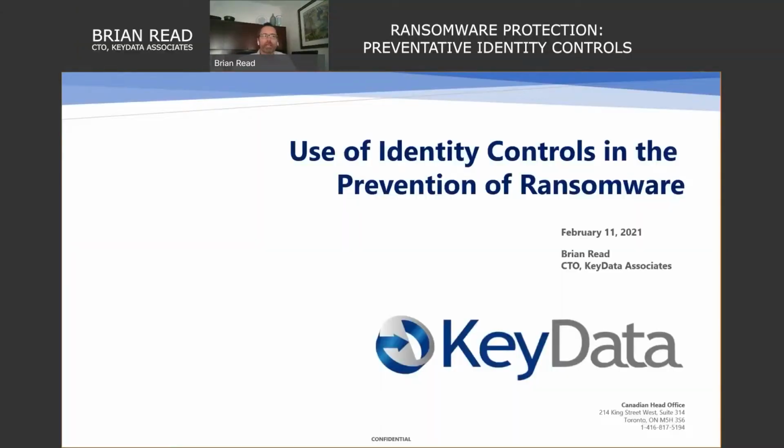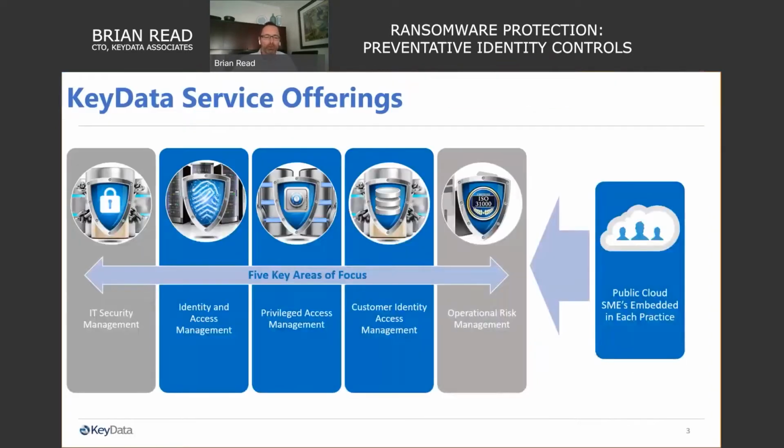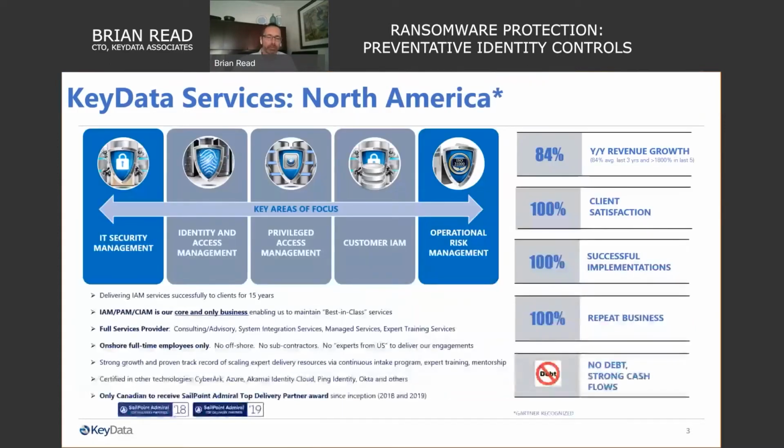Okay, so as Brian said, today I'm going to be talking to you about the use of identity controls in the prevention of ransomware. Before we get into my goals for today, I just want to tell you a little bit about KeyData. We're an organization that's solely focused on identity, providing services throughout North America. We're a Canadian-based company with large projects on the go throughout North America. We're growing like crazy, and we have some fantastic clients and some fantastic projects on the go.